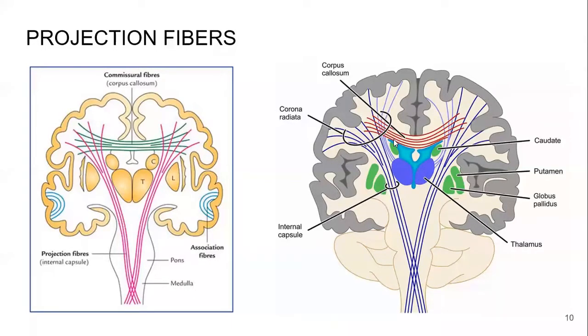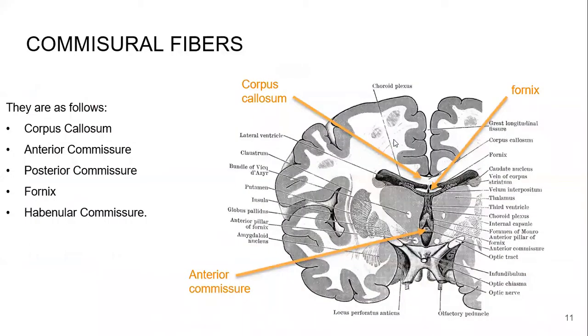The nerve fibers lying within the most posterior part of the posterior limb of the internal capsule radiate towards the calcarine cortex and are known as the optic radiation. Third, we have our commissural fibers. Our commissural fibers essentially connect corresponding regions of the two hemispheres.